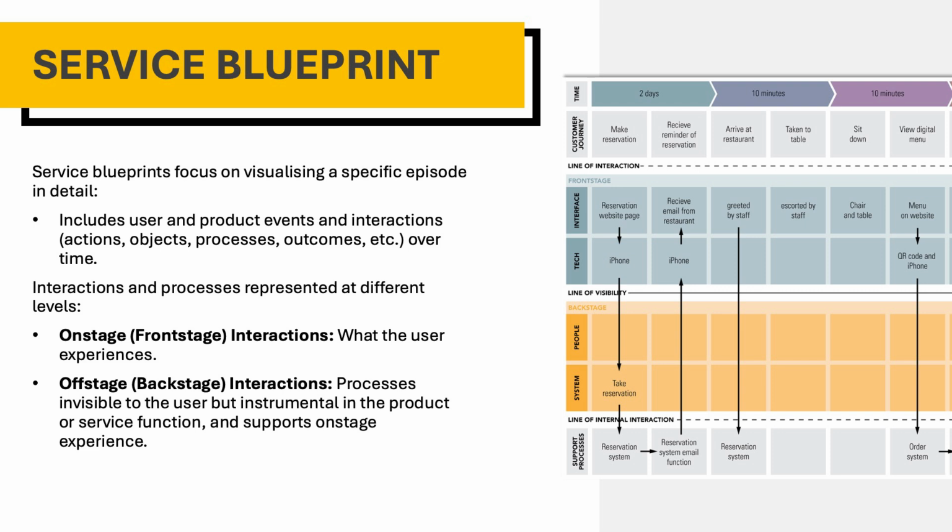An example of this is when you're using an app. An on-stage interaction is you pressing the buttons and seeing what's happening as a result. And the off-stage interactions might be all the things like connections to a server or accessing information, communicating to another person, and so on, which you don't see.